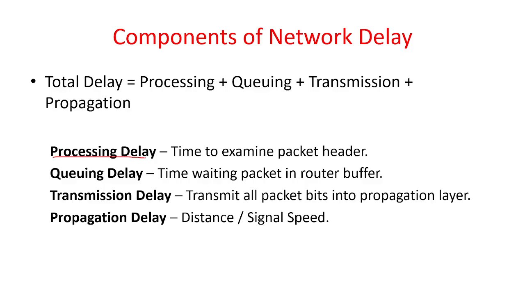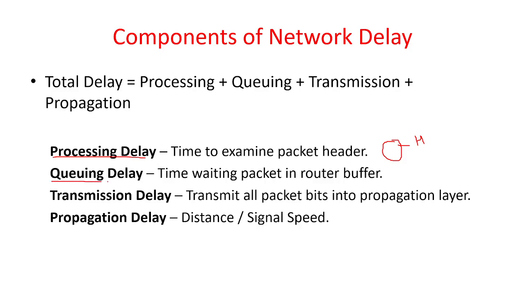The processing delay is the amount of time taken by a node or a router to examine the packet header. Let's look at what a packet contains. It contains a header which involves the source IP, the destination IP, and the tail, which involves the algorithms to encode and decode the packet. So that time to examine the packet is considered as the processing delay.